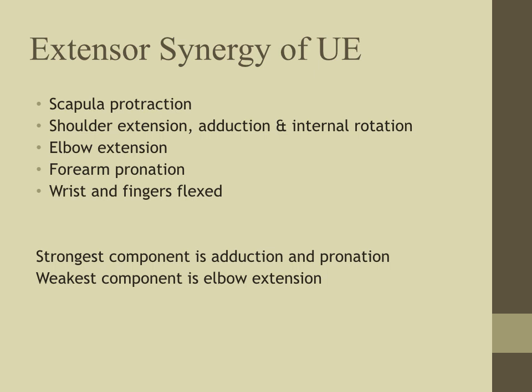Extensor synergy of the upper extremity. Extensor synergies are also reinforced with the client to build in these movements with advancement towards functional use. This involves scapular protraction, shoulder extension, abduction, and internal rotation, elbow extension, forearm pronation, and the wrists and fingers flexed. And again, the strongest component is abduction and pronation, with the weakest component being elbow extension.